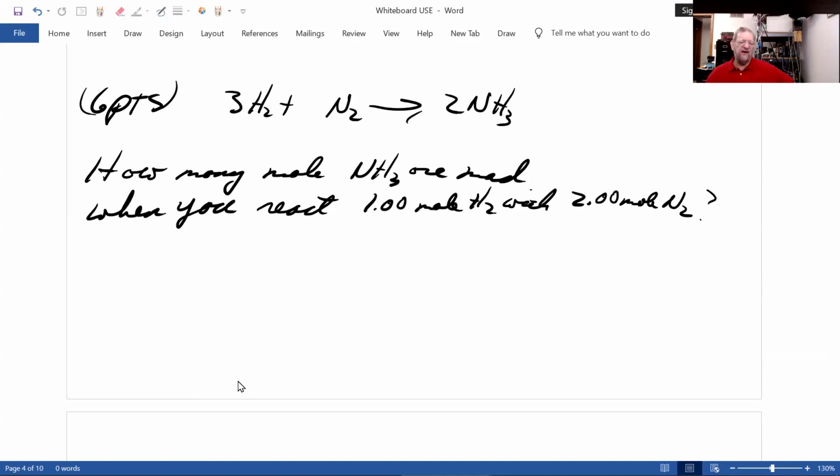And why don't you try this? Remember, calculate how many moles of product are made with each reactant, and the lower number is your answer. And let me decode this for you. How many moles of ammonia are made?